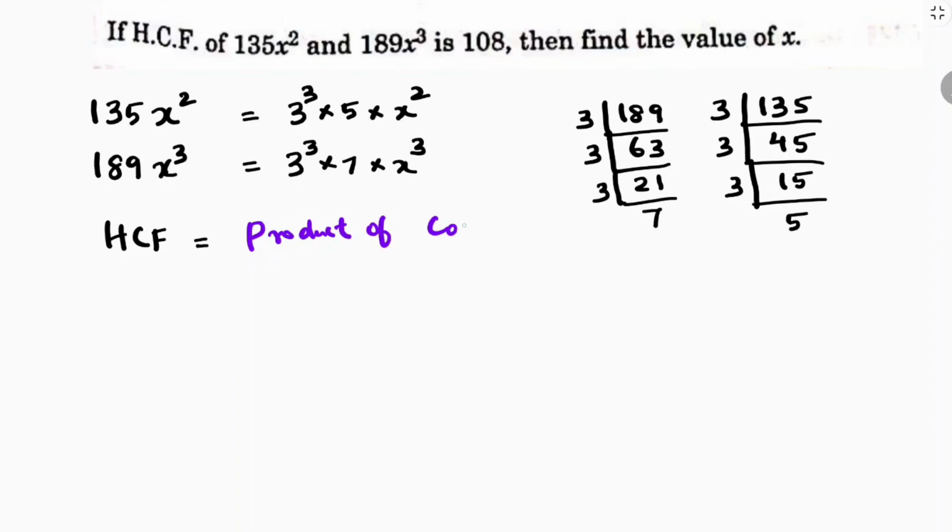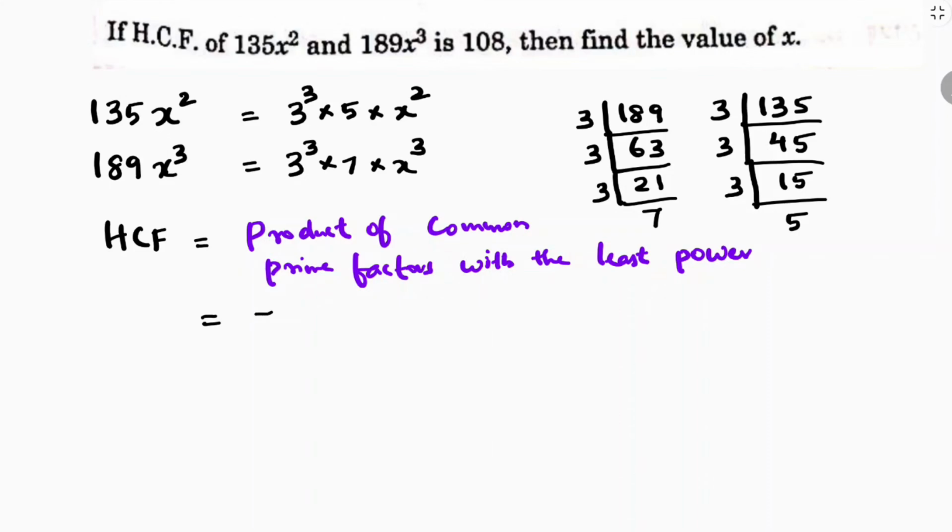Now HCF definition, if you'll see, product of common prime factors with the least power. So here common is 3 cube, 3 cube, and x square, x cube.